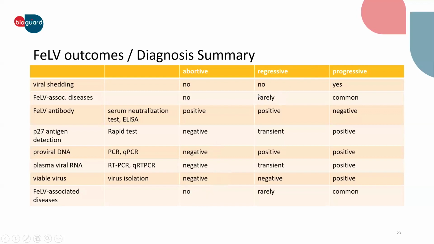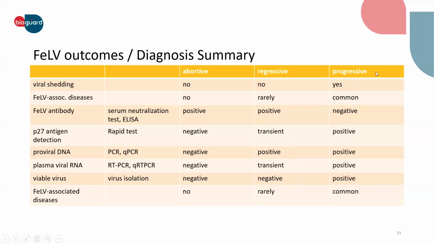It rarely causes FeLV-associated disease. The FeLV antibody is positive, and the P27 antigen and plasma virus RNA will be transiently positive. The provirus DNA will be positive. And visible virus is negative because there is no viremia.